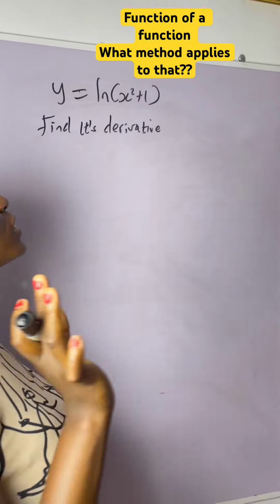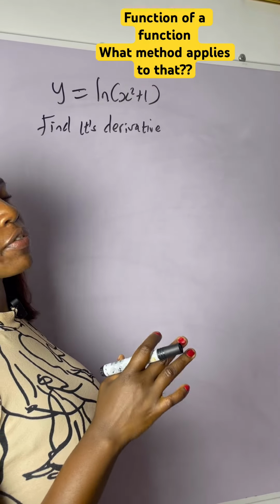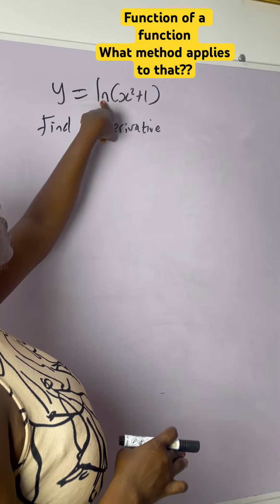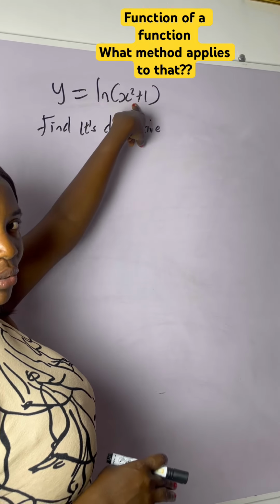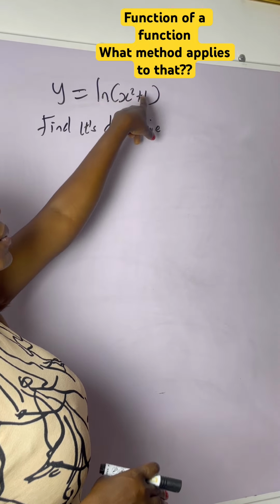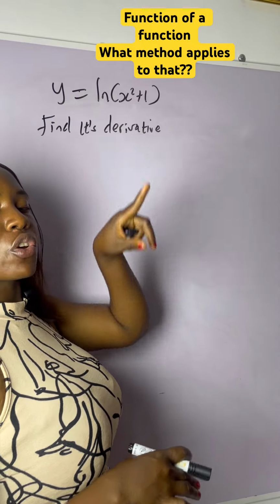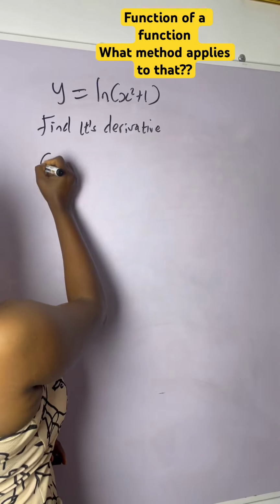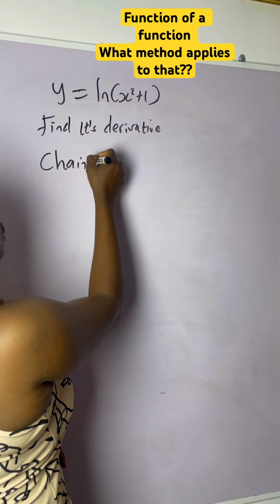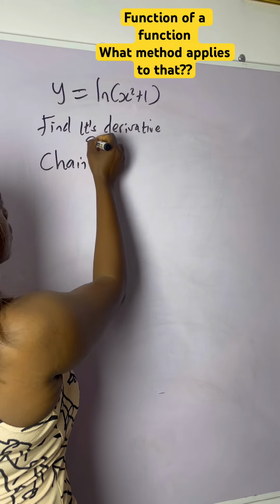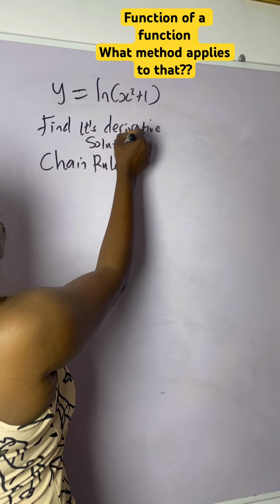Now, looking at this differential equation, this is a function. ln is a function of another function, x squared plus 1. And when it's a function of a function, you're going to use what? Chain rule. So you're going to use chain rule to solve this.